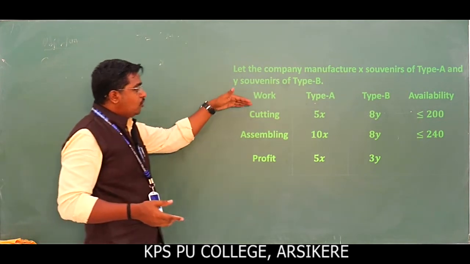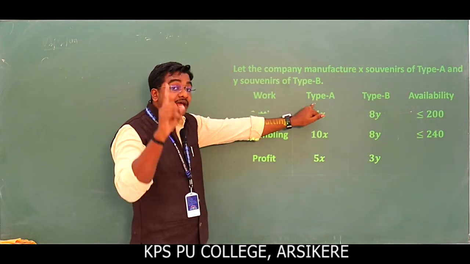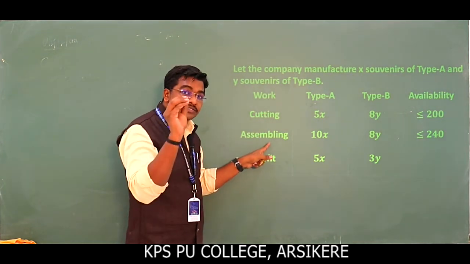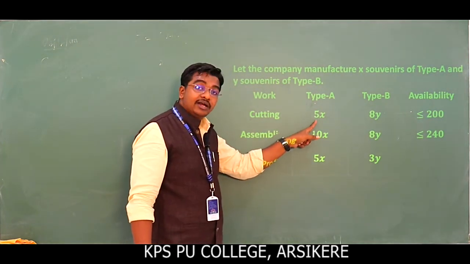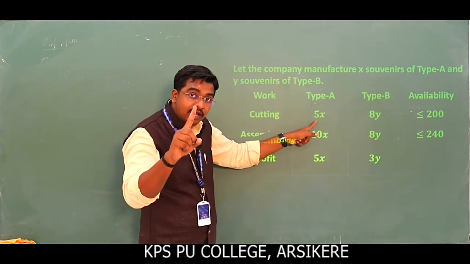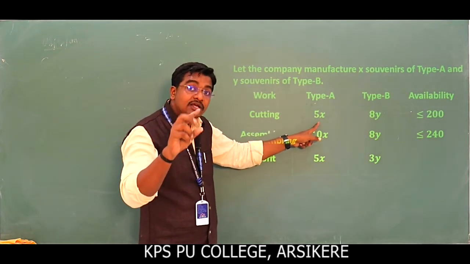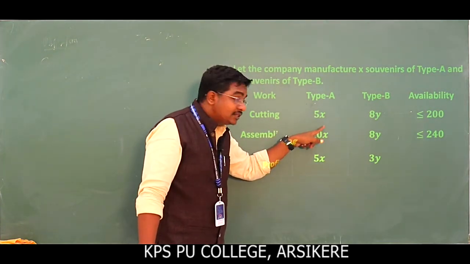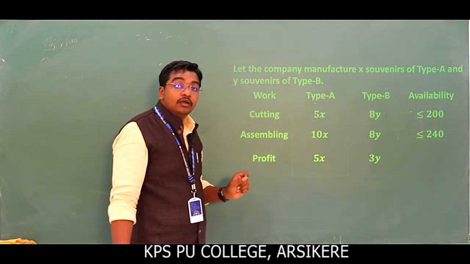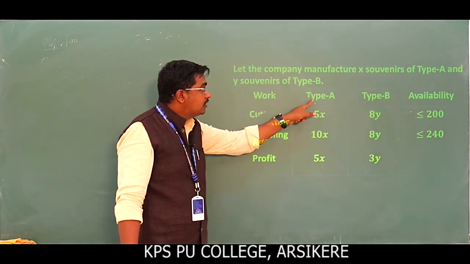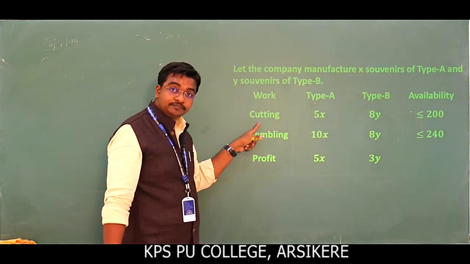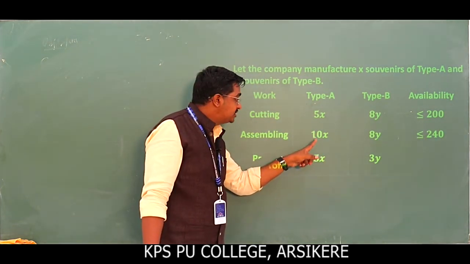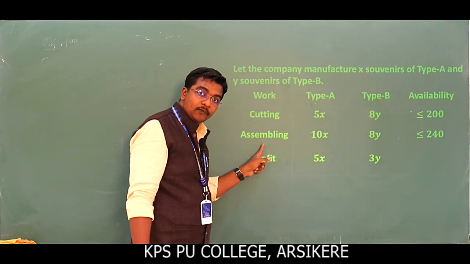Now listen here. To manufacture type A sovereigns, it requires 5 minutes on cutting and 10 minutes on assembly. 5 minutes for cutting means one type A sovereign requires 5 minutes. For 2 it is 5 into 2, similarly for x it is 5 into x. This is the total time to manufacture type A for cutting. For assembly it becomes 10x, for type A.